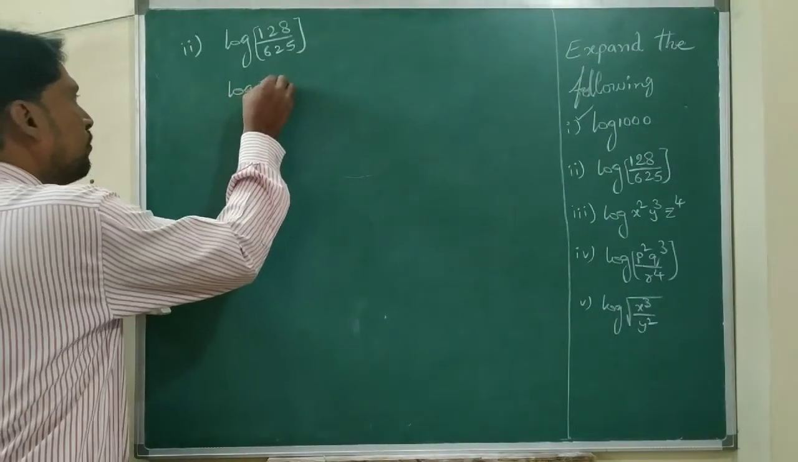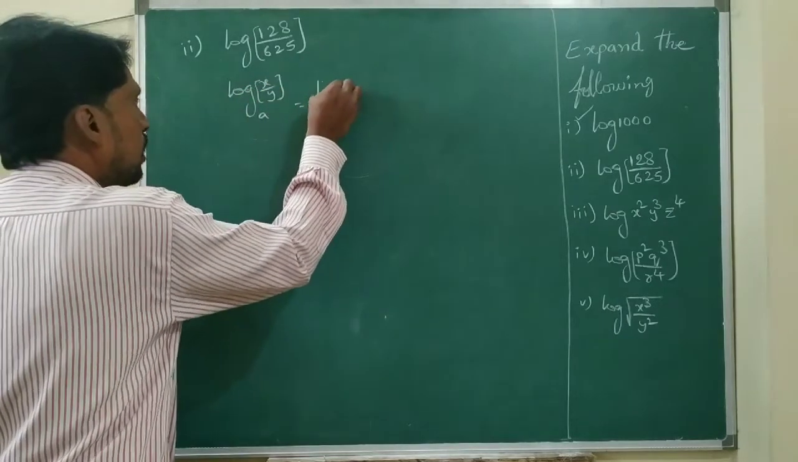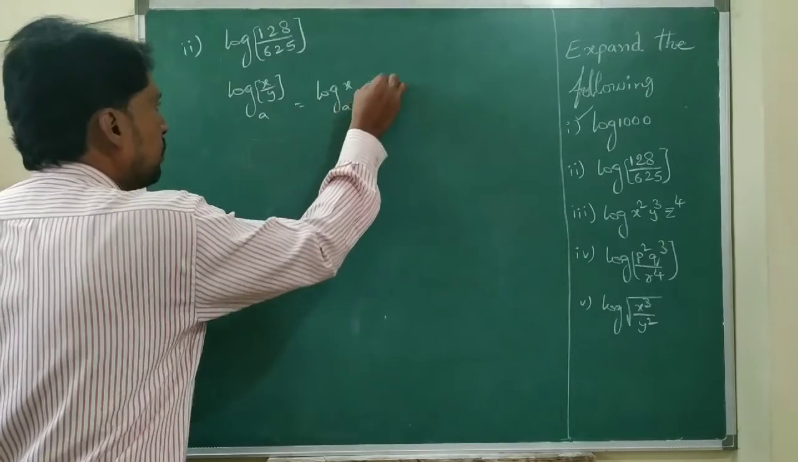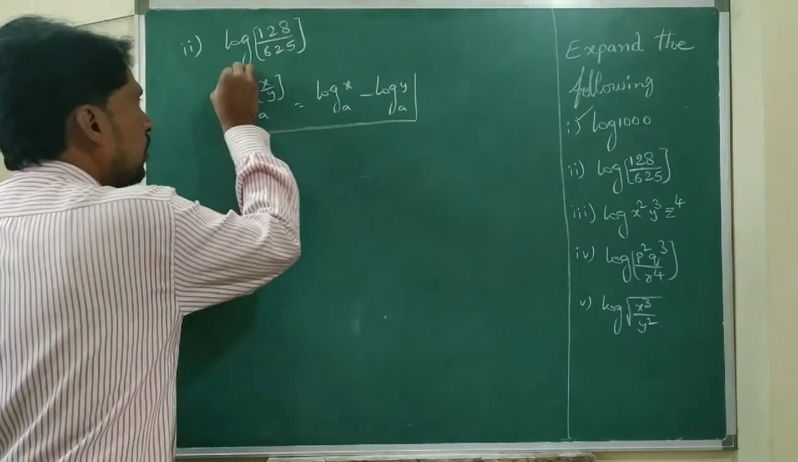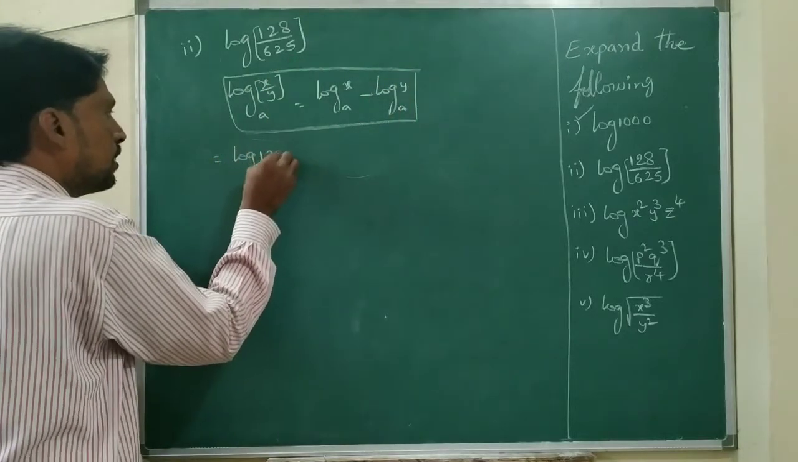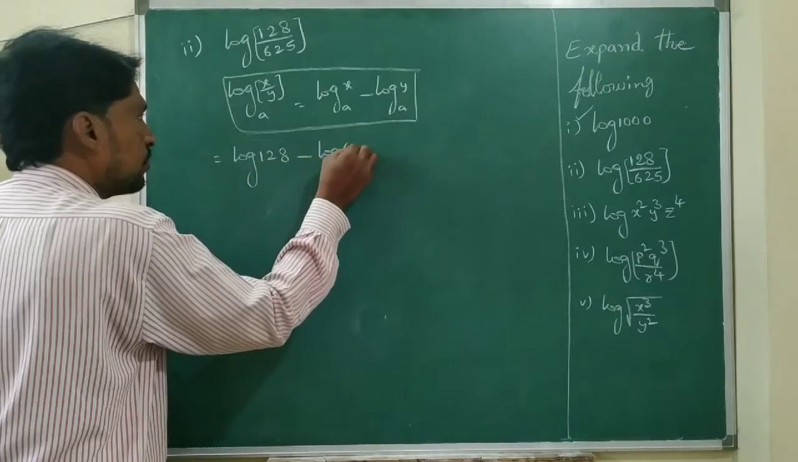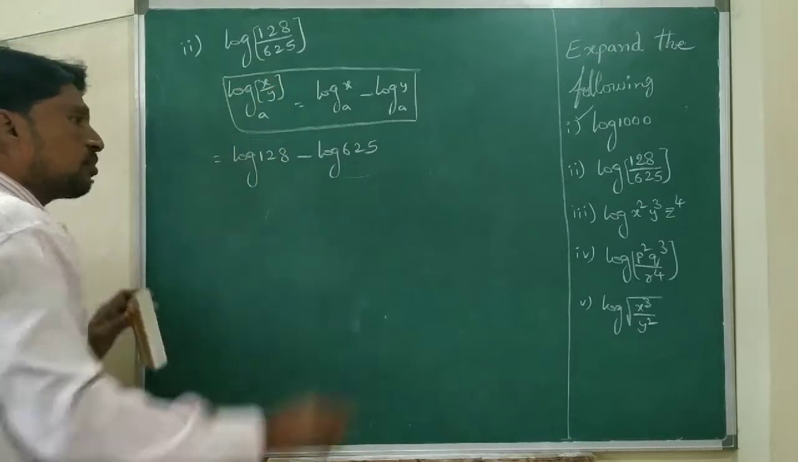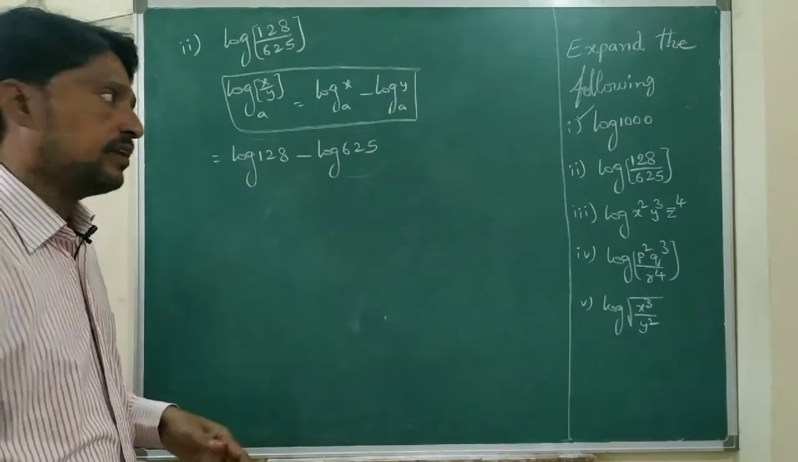So log x by y to the base a equals log x to the base a minus log y to the base a. That equals log 128 minus log 625. Here also the base is invisible, which means we are taking it as 10.